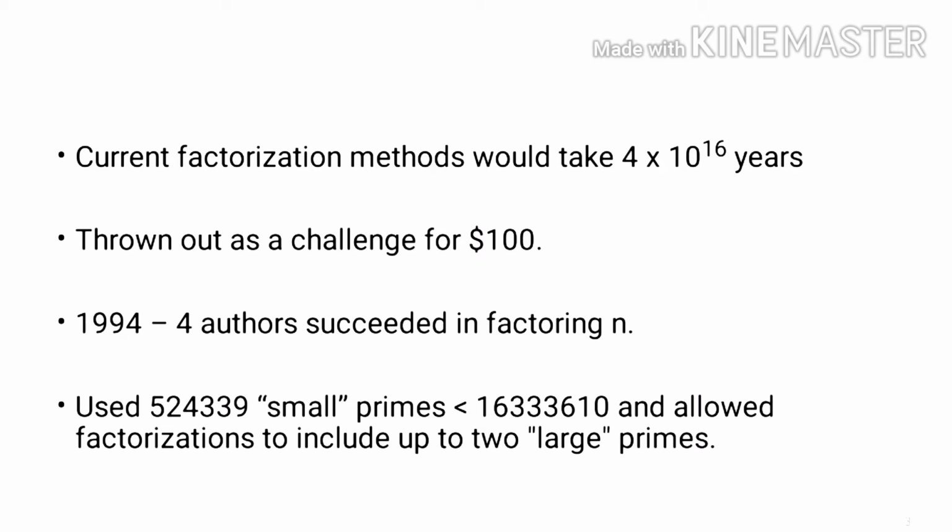They used 524339 small primes, namely those less than 1633610, plus they allowed factorizations to include up to 2 large primes between 1633610 and 2 to the power of 30. The idea of allowing large primes is if one large prime q appears in two different relations, these can be multiplied to produce a relation with q squared. Multiplying by q to the power of minus 2 mod n yields a relation involving only small primes.